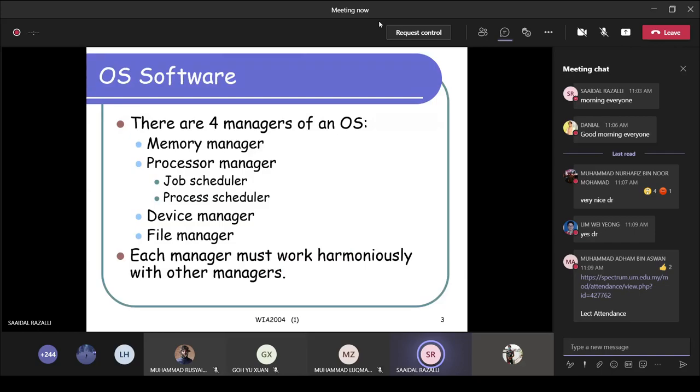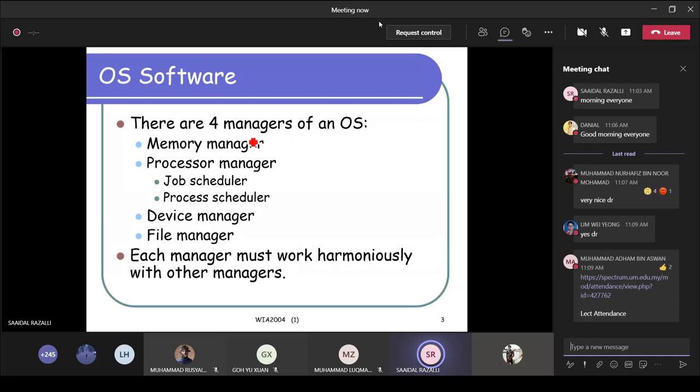There are four managers of an operating system. The first one is the memory manager, or what we call RAM, random access memory. Random access memory is volatile, meaning that if you power up your system, the memory will remain there, but if you turn off the system, it will be lost and everything. It also checks the validity of each request. If the request is valid, like it's a portion of memory that is not in use.